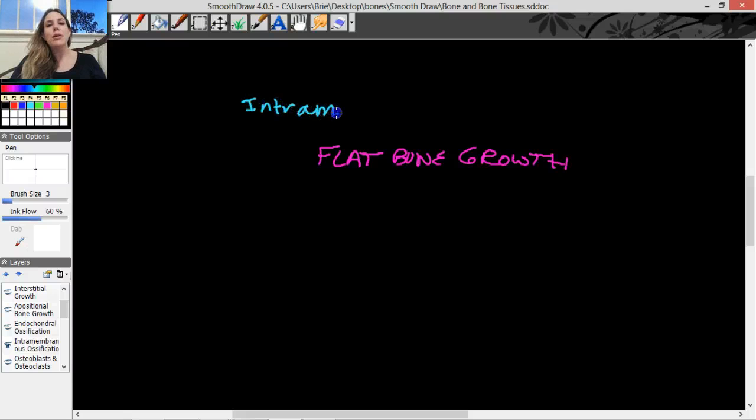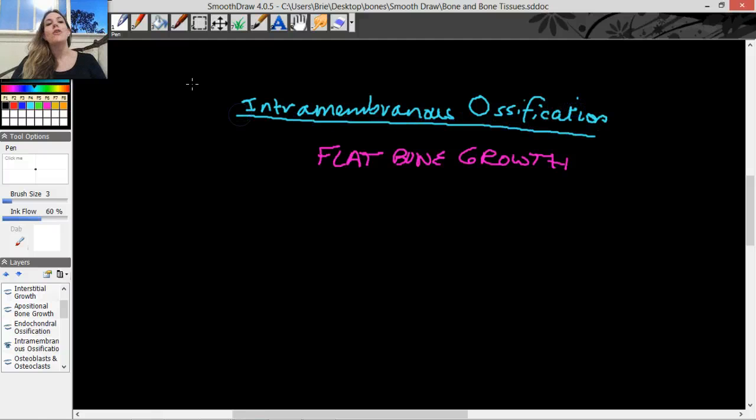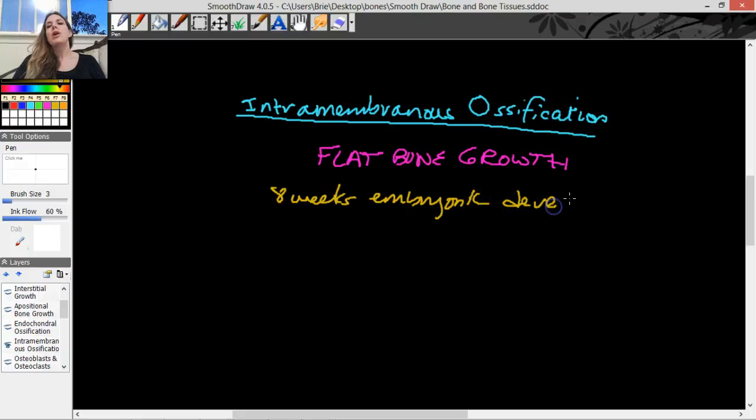That means within a membrane, intramembranous ossification. Ossification means bone growth. So intramembranous ossification is bone growth of your flat bones. Basically this is going to start when you're a little itty bitty mini baby. We're talking about 8 weeks or so of embryonic development.